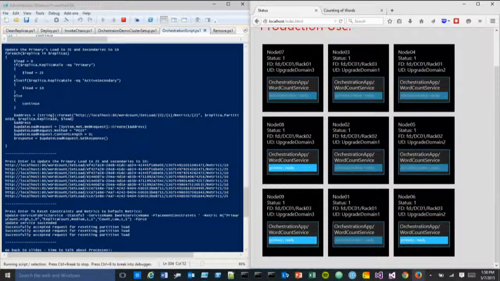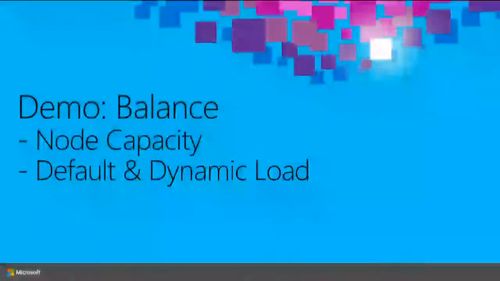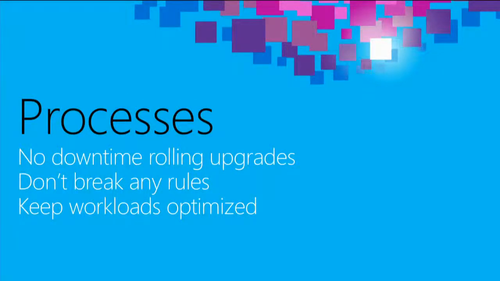Okay, so let's go toggle back to this, and we can talk about kind of the last thing, and then we can get to questions and that sort of stuff. We're going to talk about some processes. So that was balance. So no downtime. Who likes no downtime rolling upgrades? Right? We all like those. Those are good. They mean I can push out things without having to worry about shutting out all my customers.